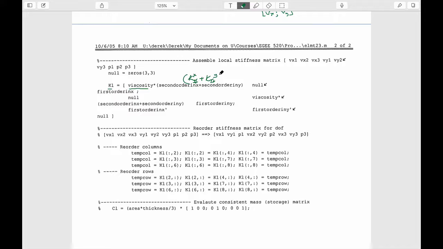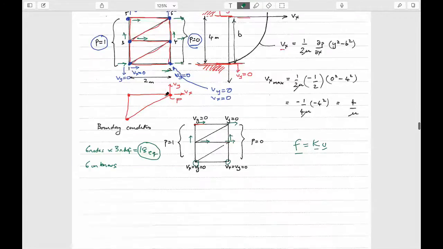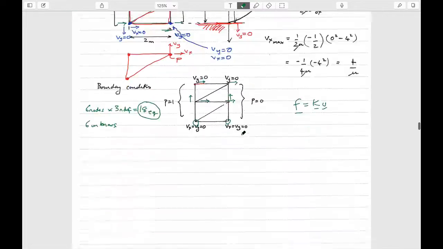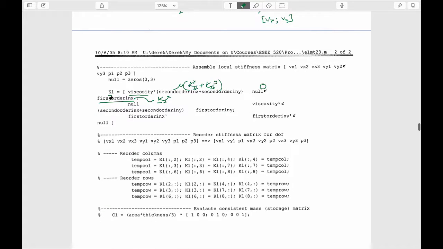We split them up. Actually, we don't need to split them up because we never use them. So this term here is mu times this. This is 0, a null matrix. And then this is first order in x. So this matrix here is K1x. So this is the second with viscosity, a null matrix, and K1x. And if we go back up to here, this, and this. And then this is null, and then the repeat of this, etc. You see those. The next line is null.